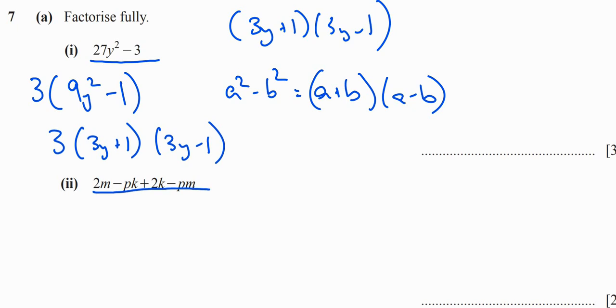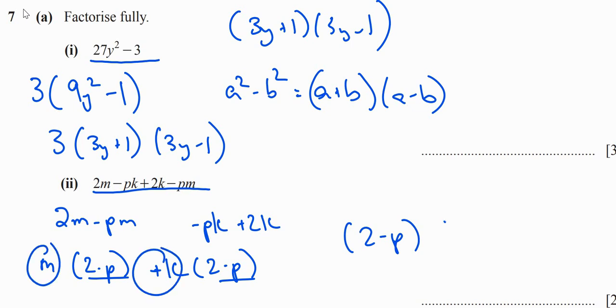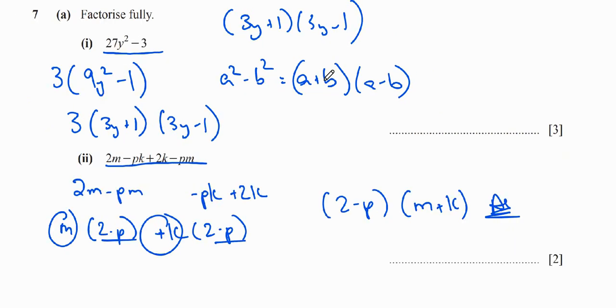Moving on to this question. In this question, let's just rearrange. So let's write 2m minus pm minus pk plus 2k. Take m as common over here, this becomes 2 minus p. Take minus k common over here, this becomes again 2. Do not take negative, just take positive k as common. So again, this becomes 2 minus p. 2 minus p is common, so write 2 minus p, and then we have m plus k over here, write m plus k. Alright, this is going to be your answer.